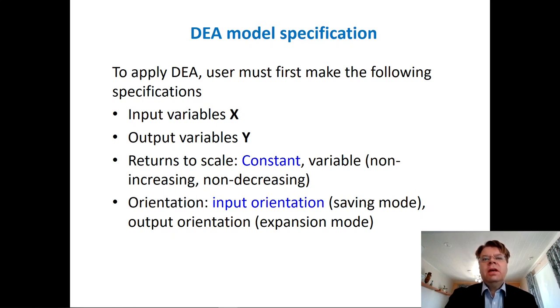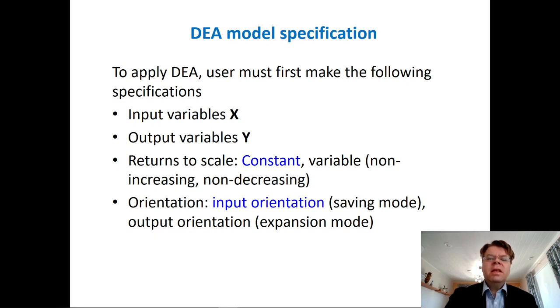In addition to the returns to scale, then the user must choose the orientation. The most classical orientations are the input orientation and the output orientation. And we will also discuss those in more detail later, but to pave some intuition, the input orientation is taking the output variables as given and is trying to decrease the input variables as much as possible. This is why I have indicated the input orientation in parentheses as a saving mode, because in this specific application, we are indeed trying to save costs rather than expand outputs. The alternative of output orientation would take the input variables as given and try to expand the outputs as much as possible. So this is why I have indicated in parentheses that this can be thought of as an expansion mode.